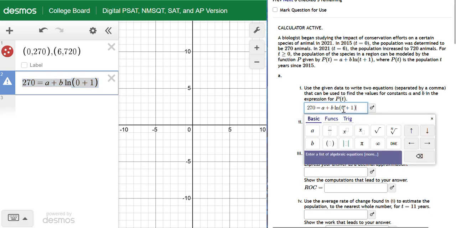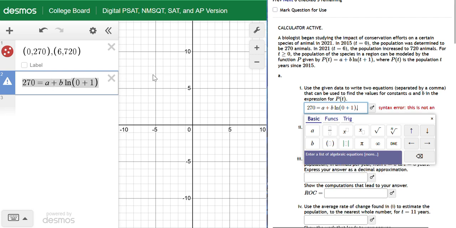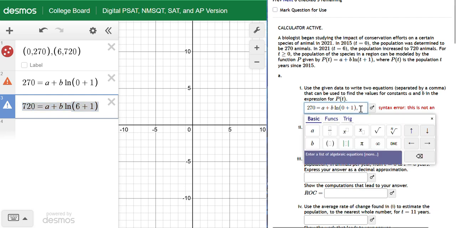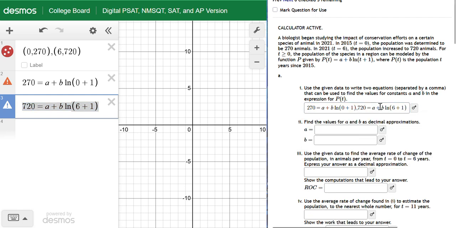So I'll enter that into my cell. And then the second equation is for scenario number 2. So the output of 720 is equal to a plus b times the ln of the input 6 plus 1. And so here again, if we're just putting our inputs and outputs into the given function, we get our second equation. So there's our two equations.